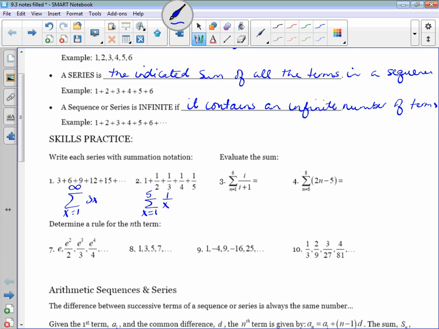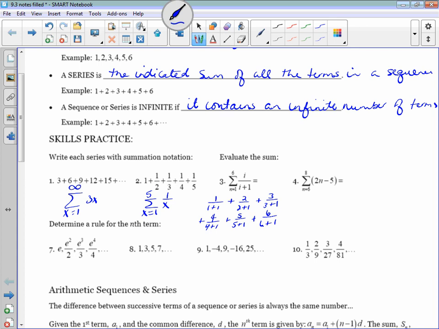All right, number 3. You could do this by hand. So we're going to write it out, but then I'm going to show you how to do it on your calculator, okay? Make your life a little easier. So if you were doing this by hand, you'd start by plugging a 1 in. So we'd have 1 over 1 plus 1, and then plus. Plug a 2 in. 2 over 2 plus 1. Plus 3 over 3 plus 1. Plus 4 over 4 plus 1. Plus 5 over 5 plus 1. Plus 6 over 6 plus 1.